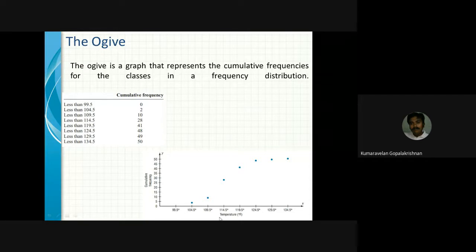See here again, x-axis is the temperature, y-axis the frequency, and I am going to represent only the cumulative nature. See, at 99, this value becomes 0. So at 104.5, the value is 2. So approximately 2, exactly 2, sorry. So this is the ogive representation of a given data.